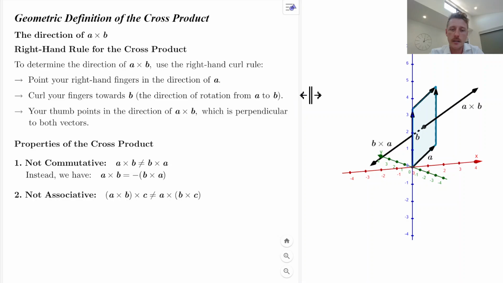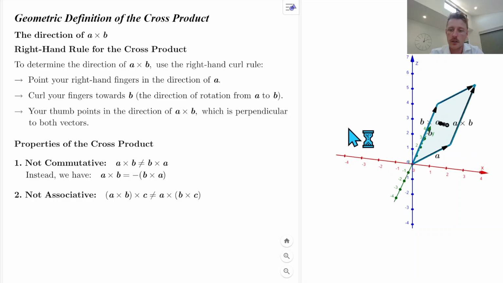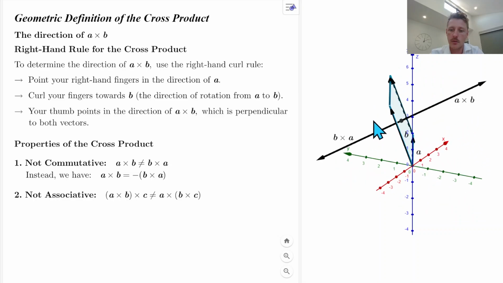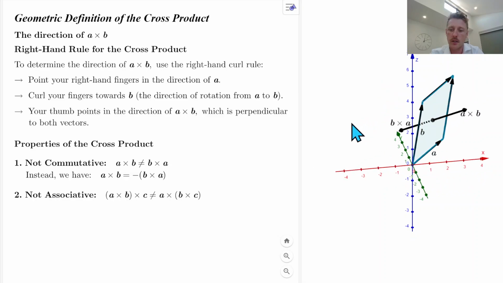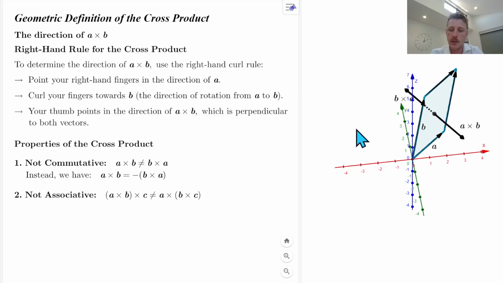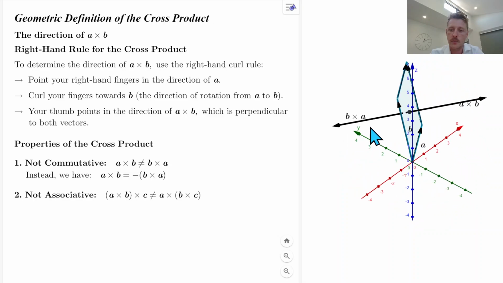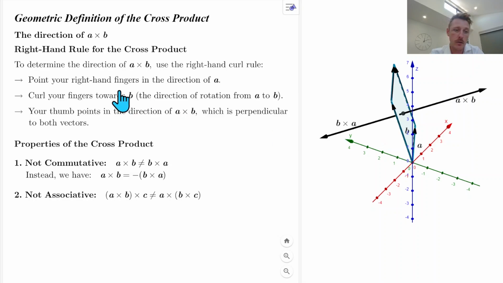Let's look at the next thing, which is the direction of the cross product. Okay, so you can see here we've got the same diagram going on, except this time we've got two vectors. We've got A cross B and B cross A. You'll notice B cross A is kind of into the page, right? So what we're going to do is think about what's going on. We're going to use what's called the right-hand rule for the cross product.